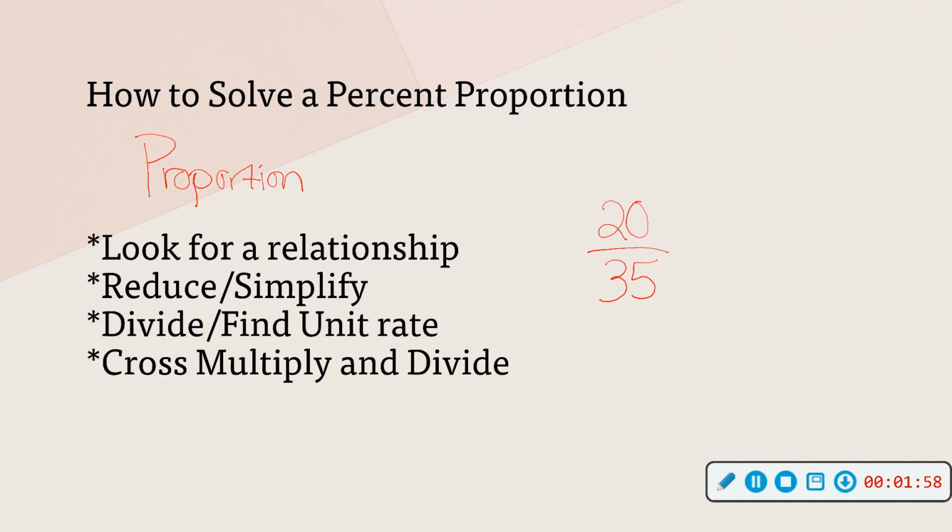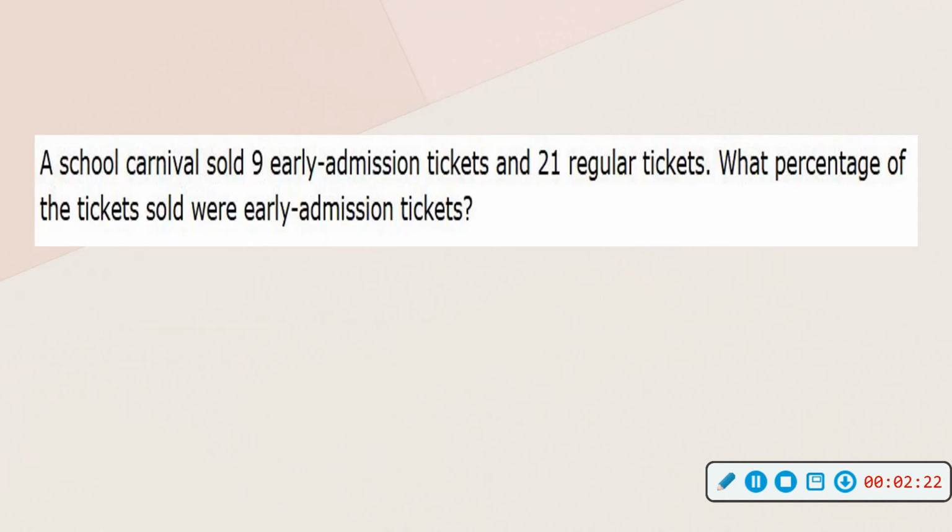Anytime we're looking for my part and they give me my whole and a percent, I can just multiply those two numbers together. I can turn my percent into a decimal by just simply moving it over twice and then multiply it by my whole to get my part. So that's another little shortcut that you can also look at. Let's look at a couple of practice problems together.